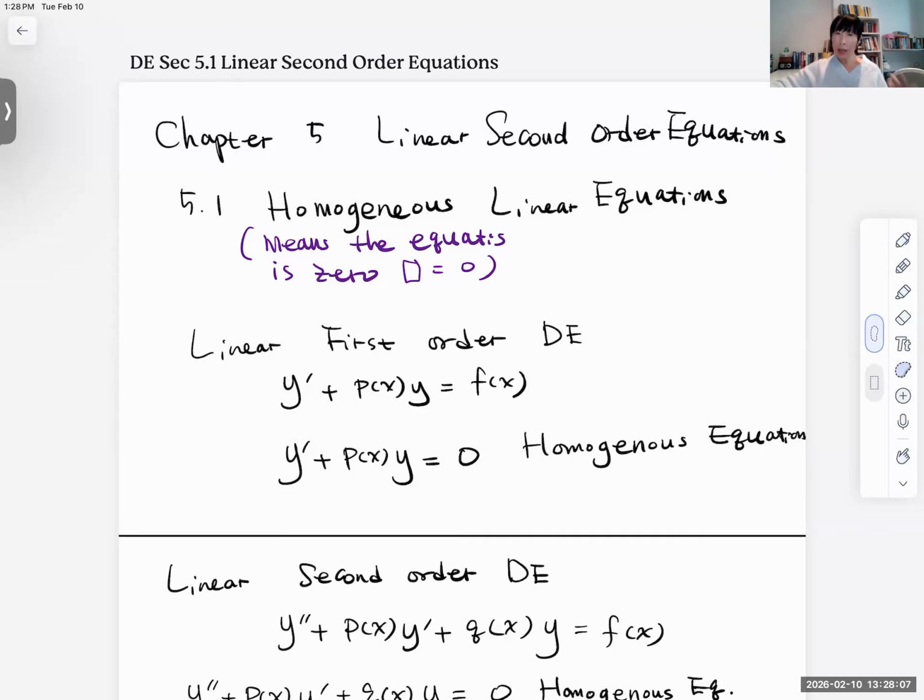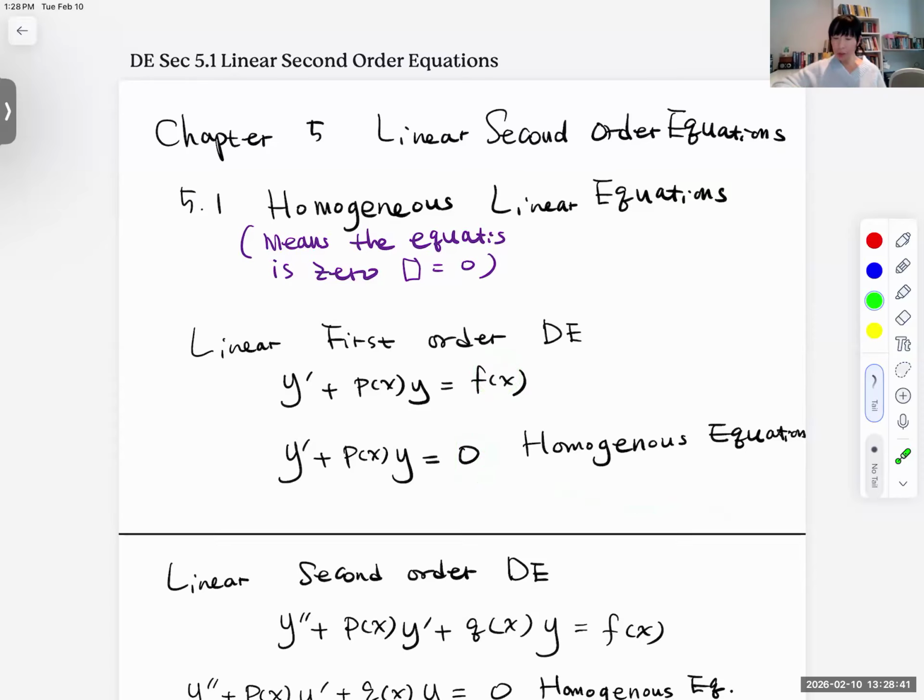So we had linear first order differential equations. The form is like this, right? y prime, the derivative, plus a polynomial times y equals f of x. In that case, f of x is a constant 0, right? So the other side equals 0, so we call it a homogeneous equation, okay?